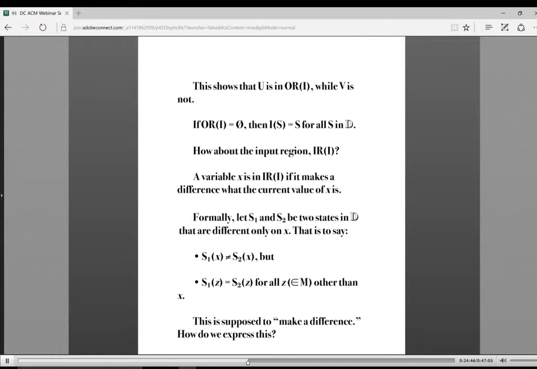How about the input region, IR of I? A variable x is in IR of I if it makes a difference what the current value of x is. Formally, let S1 and S2 be two states in D that are different only on x. That is to say, S1 of x is not equal to S2 of x, but S1 of z is equal to S2 of z for everything else in the memory other than x. This is supposed to make a difference. How do we express this?